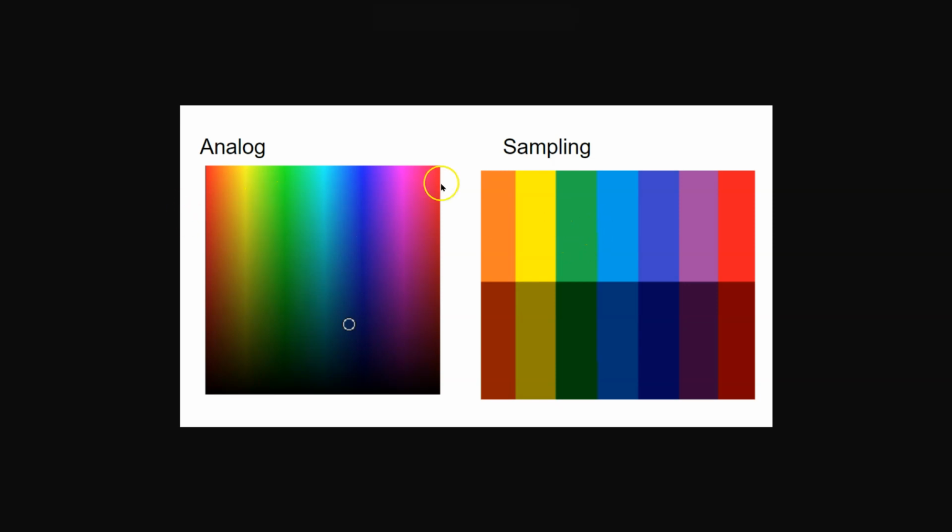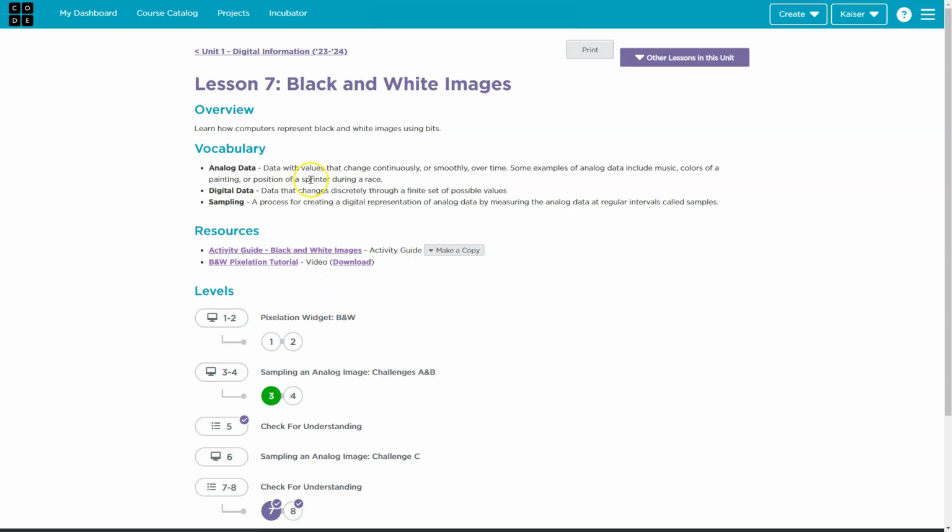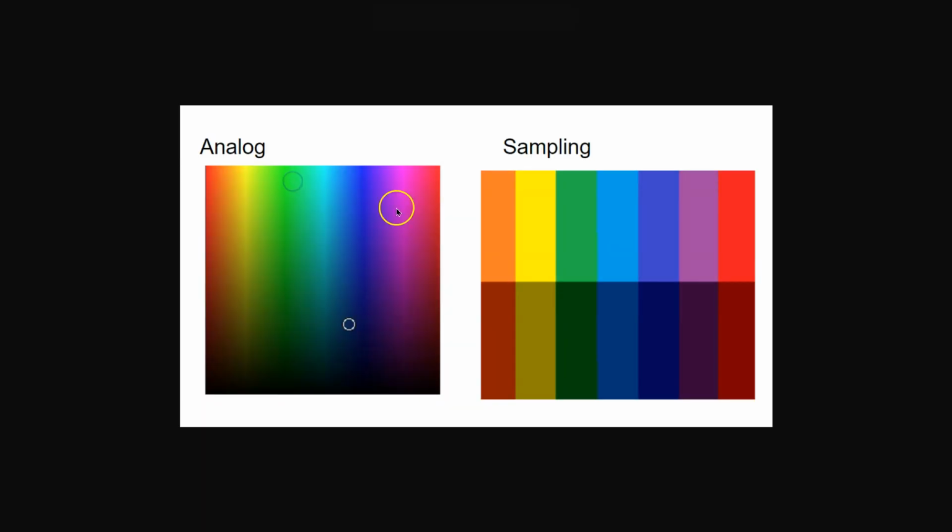I'm attempting to duplicate this, and I only take 14 samples, which means I go joop, joop, joop, joop, grab whatever is there and reproduce it over here. It's why it's darker down here, because it goes darker. So we might sample analog data to create a digital form of it.